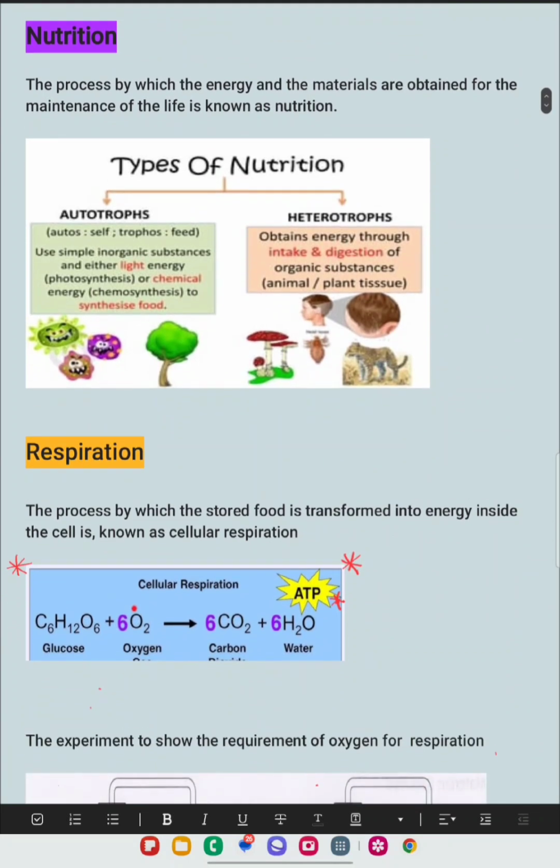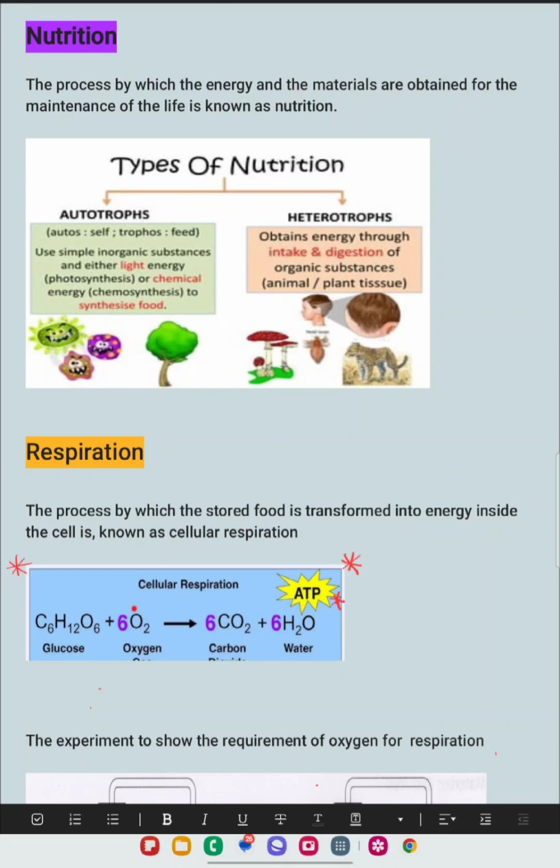Nutrition is the process by which the energy and the materials are obtained for the maintenance of life. You have to keep in mind these definitions. It is simply taking energy and materials to maintain life. There are 2 types of nutrition, autotrophs and heterotrophs.